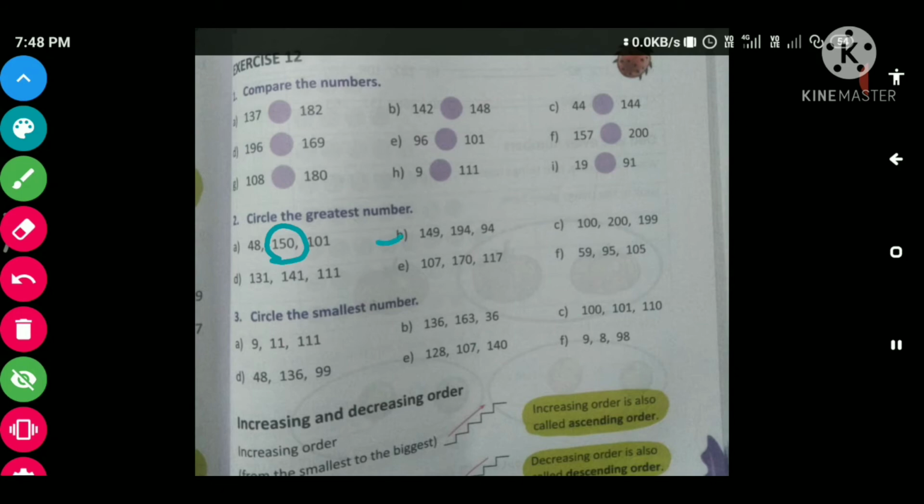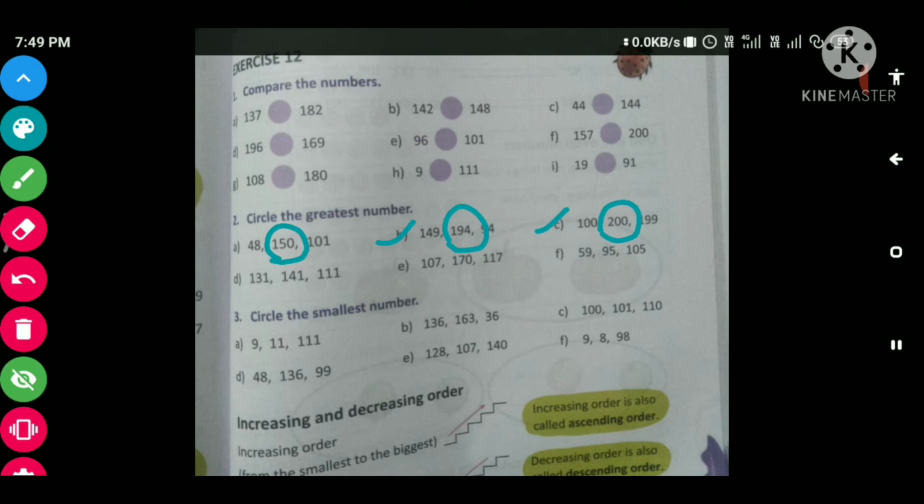So see the B part. Here which number will be the greater one? Just apply the rules. Tell me. Yeah. So 194 will be the greater one. You just apply first rule, second rule and third rule. Okay, now see the C part. Which number will be the greater one? 100, 200 or 199? Yeah. So 200 will be the greatest number.